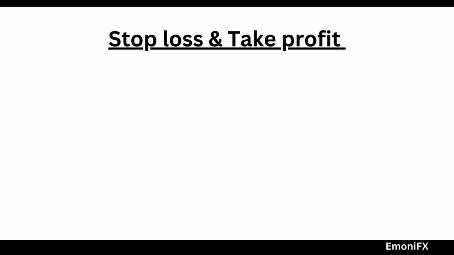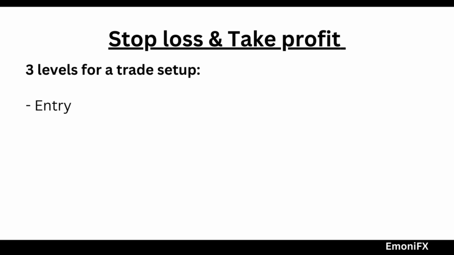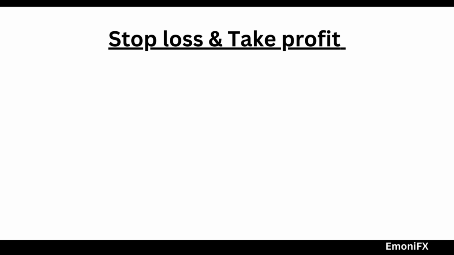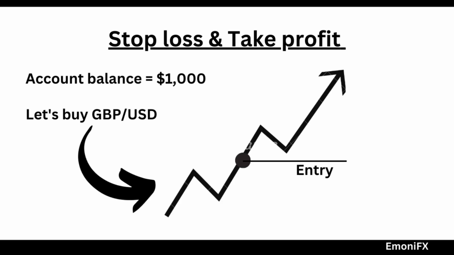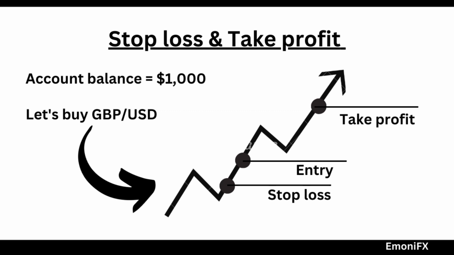So whenever you want to enter into a trade, there are always 3 levels you need to set in the market. Number 1 is the entry level, number 2 is the stop loss level, and number 3 is the take profit level. Now, let's say you have about $1,000 in your account and you want to take a buy position on GBP USD. Now, obviously, it's not wise to risk all your funds on a single trade. So after setting the buy limit entry level, it's necessary to set a stop loss below the entry level just in case price goes against you. Now, your take profit level is simply the level you exit the market.